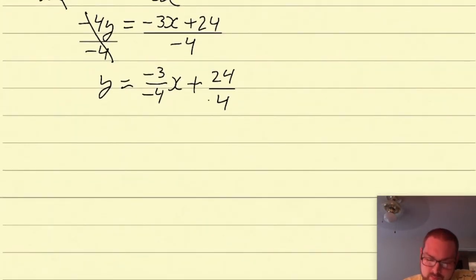You know what, we'll take it step by step here. So I've just split it into two separate fractions. My final step here, negative divided by negative becomes positive 3/4 x. A positive divided by negative is negative. 24 divided by 4 is 6.